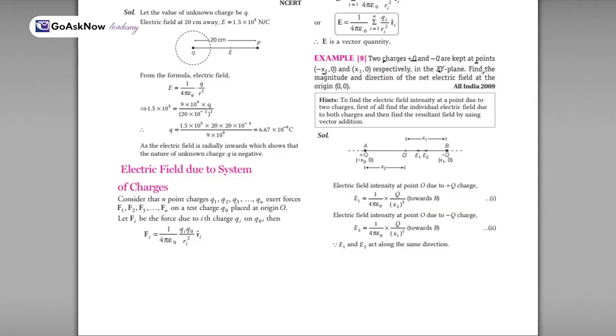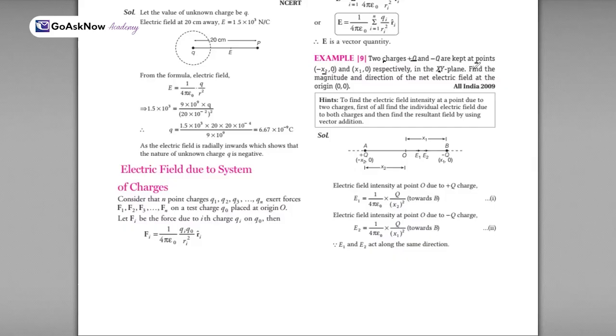Okay. So there are two charges, plus q and minus q, kept at points minus x2 comma 0 and x1 comma 0 in the xy plane. That is a plane, not 3D. So find the magnitude and direction of the net electric field at the origin. So we have to find the net electric field, its magnitude and direction as well, and see what the value of that is.